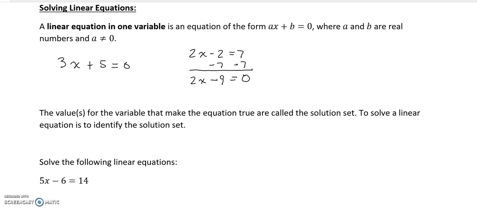Other linear equations might look like this. Or it might have to have some distribution going on. These are all examples of a linear equation in one variable. They have one variable, only x, and there is no power on the variable.